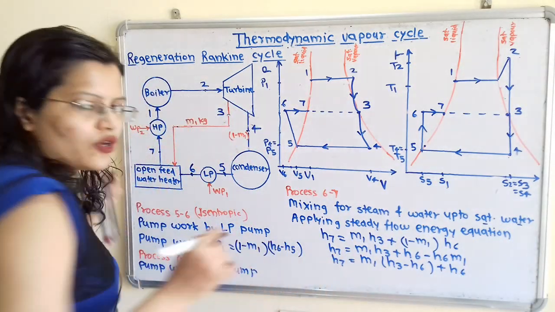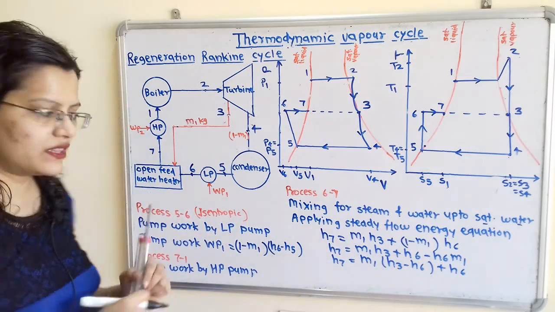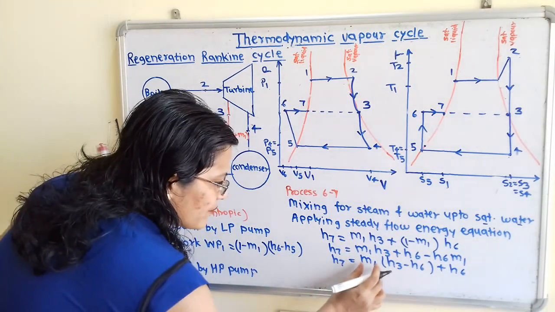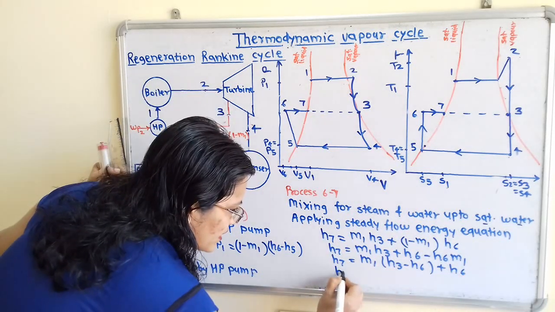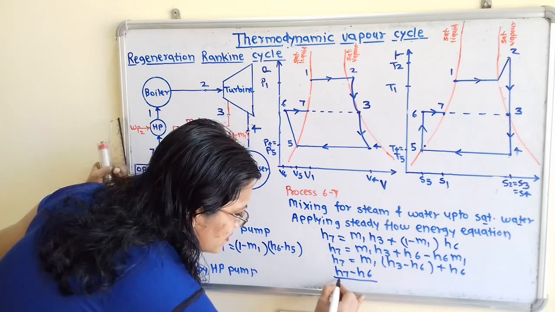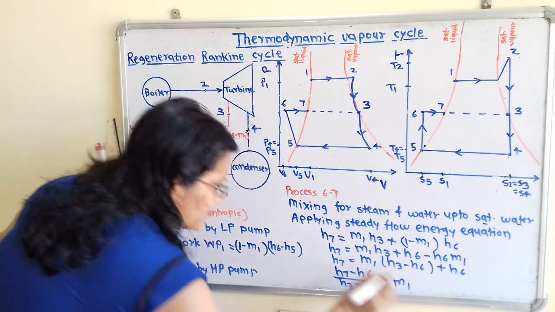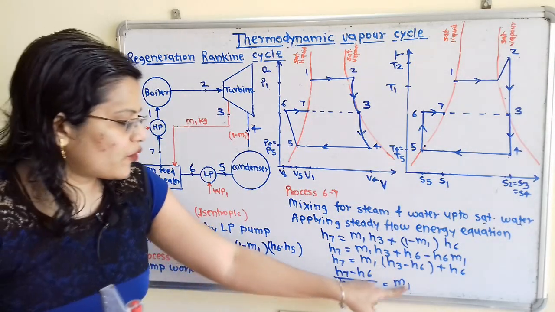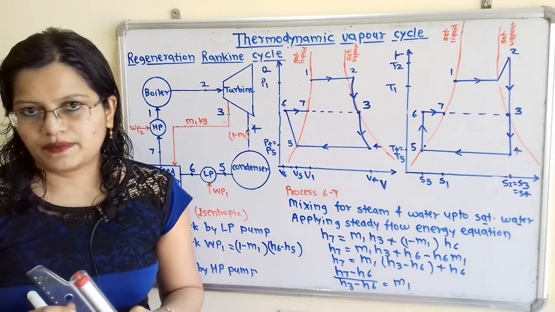Now we can solve this for m1. So how can we write the value of m1 in terms of enthalpy? If I take m1 as it is, then I will transfer this H6, that is H7 minus H6, divided by H3 minus H6, which is equal to m1. So we can use this formula also to calculate m1 in terms of enthalpy.